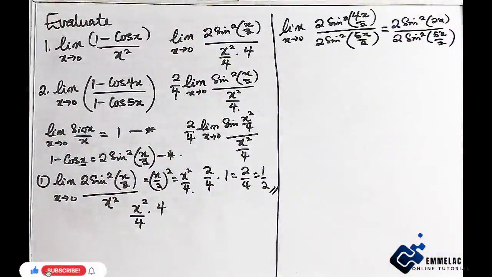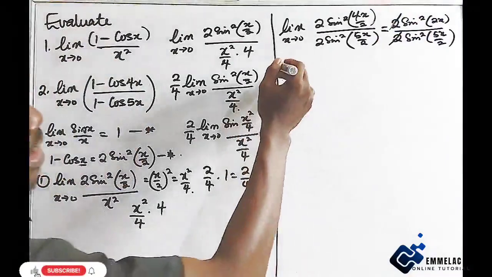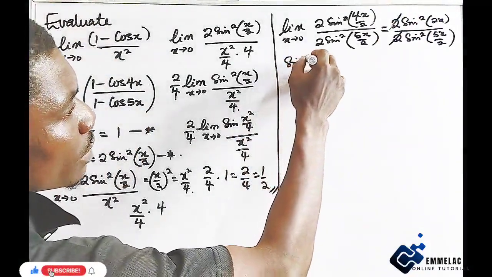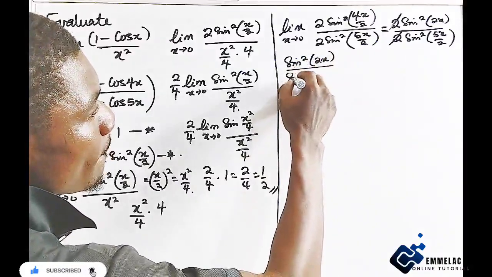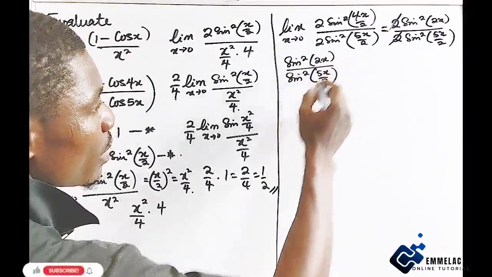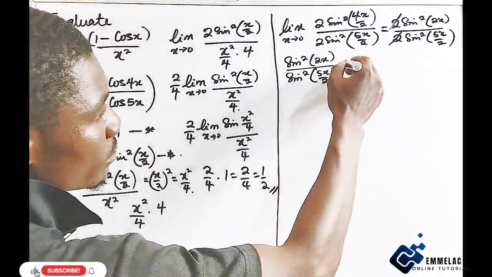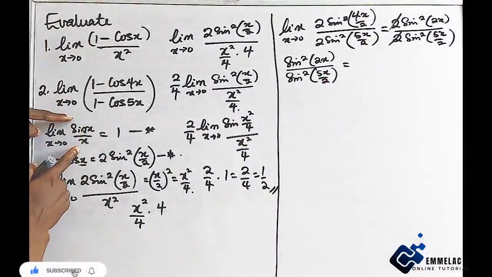Alright, now after solving that, we proceed. Here you can eliminate the 2s, so we are left with sine square 2x, then all over sine square 5x all over 2. Now let us resolve it to this form, or to this rule here.